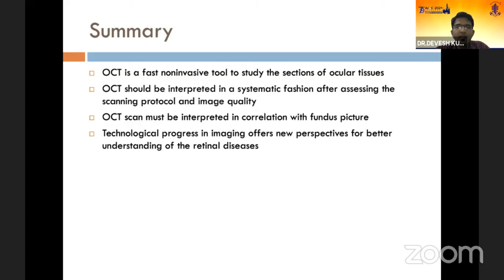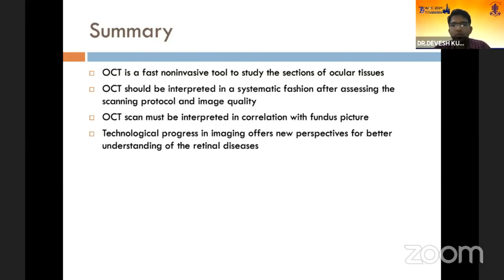To summarize, OCT is a fast, non-invasive tool to study the ocular tissues by an optical method. OCT should be interpreted in a systematic fashion, starting from the vitreoretinal interface, then the retina, then the choroid and the sclerochoroidal junction, only after assessing the scanning protocol, which area has been scanned, and what the image quality is. Only then should one interpret it.